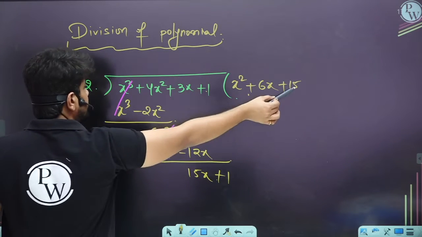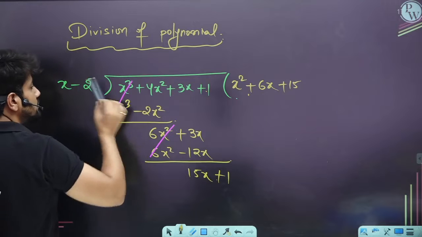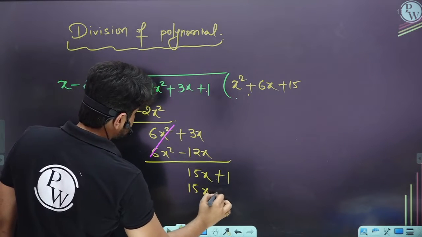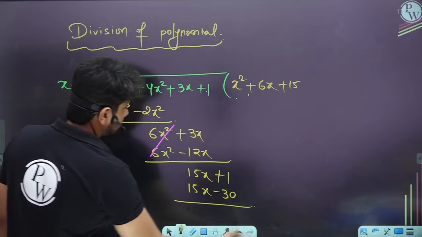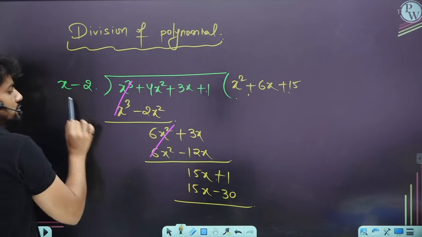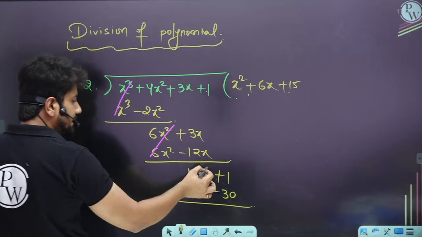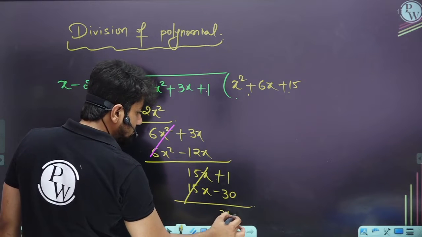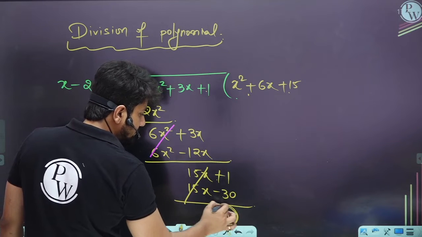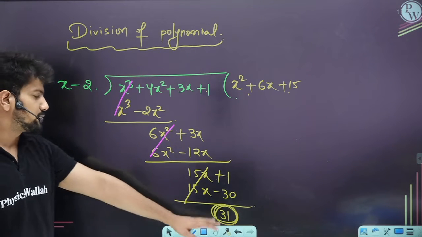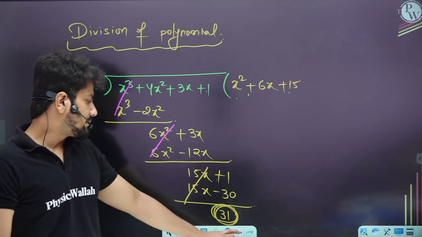So 15 multiplied by x minus 2 will produce 15x minus 30. Right everyone? 15 multiplied by x minus 2 will produce this, and now 15x gets cancelled out. 1 minus of minus 30 will produce 31. Now the division stops over here. Now I can't cancel out 31, right? Division stops over here.